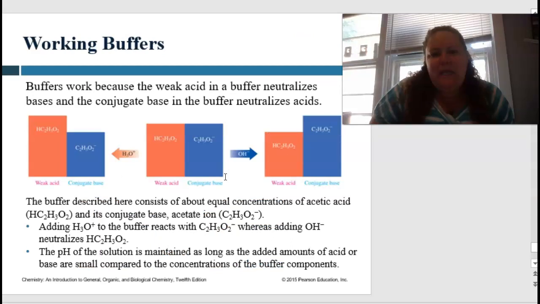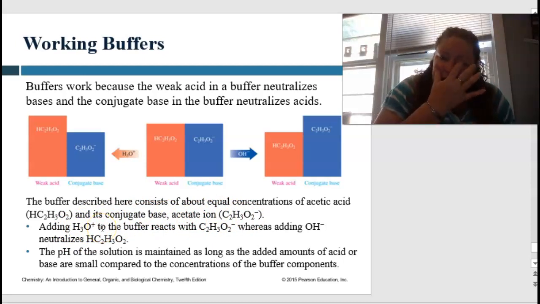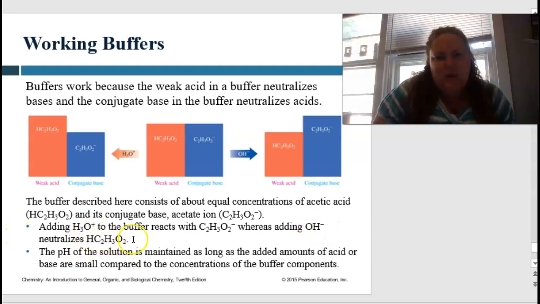Buffers work because the weak acid in a buffer neutralizes the bases, and the conjugate base in the buffer neutralizes the acid. So the buffer described here consists of equal concentrations of acetic acid and its conjugate base, which is the acetate ion. So adding H3O+ to the buffer is going to react with that C2H3O2-, whereas adding OH- neutralizes the acetic acid. The pH of the solution is maintained as long as the added amounts of acid or base are small compared to the concentrations of the buffer components.